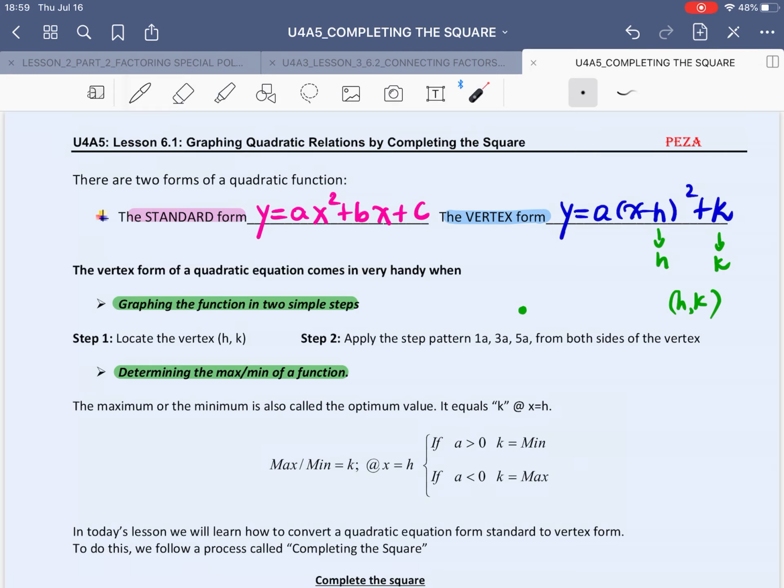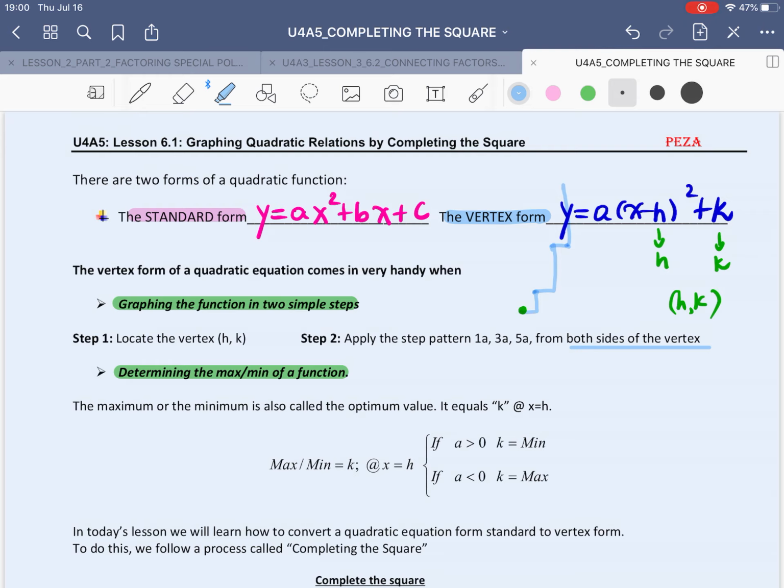When we graph the parabola, we also say that we need to go on both sides of the vertex. So we have to apply this pattern from both sides of the vertex. I'm going to go over this one more time just to make sure that everyone understands this. What that means is we start from the vertex and we go over 1, and then we follow the step pattern, which is 1a, over 1, and then we go up 3, we stop there. Over 1, we go higher, up 5.